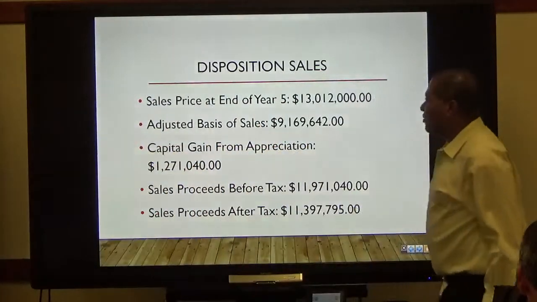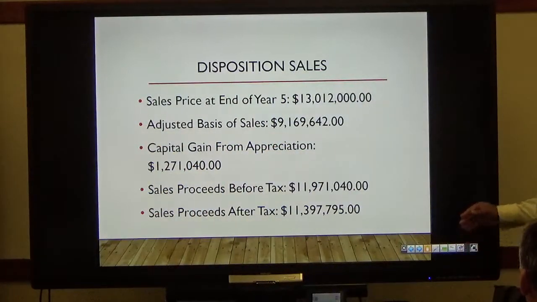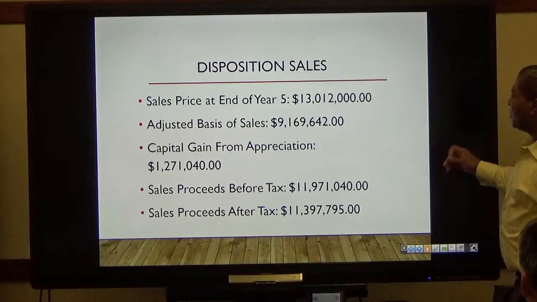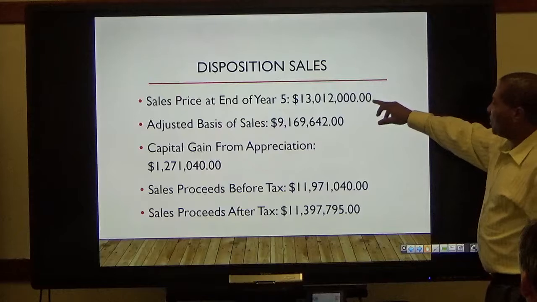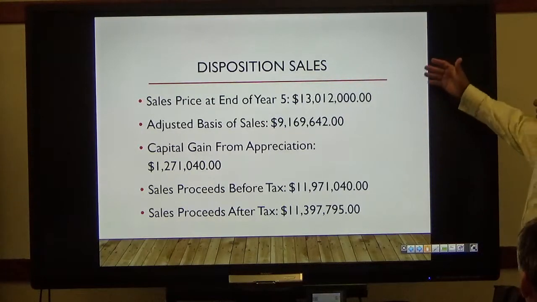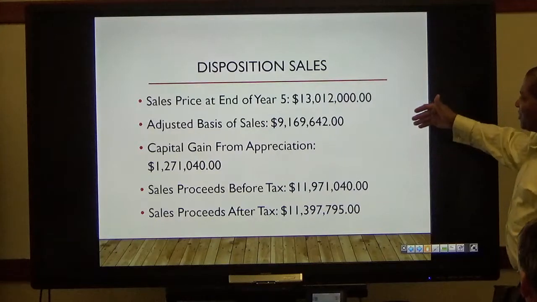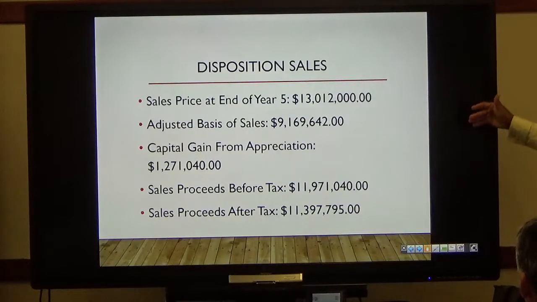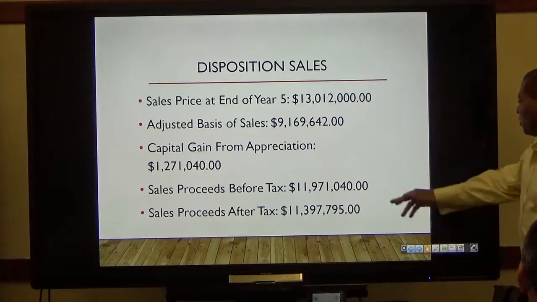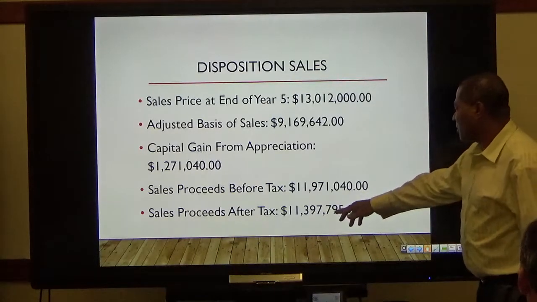The property was held for 5 years. At the end of the 5 years, it was sold. This is the selling price. And that's all the numbers associated with the disposition of the property. Okay. The sale proceeds was 11,307.